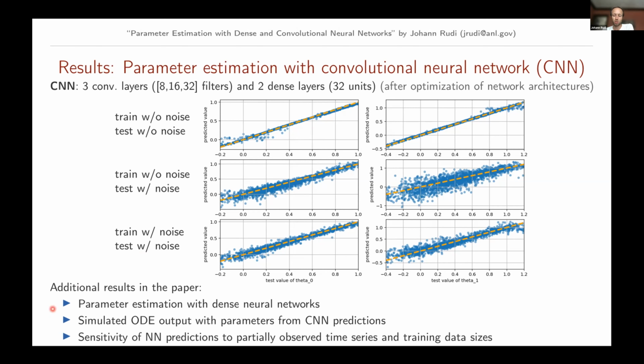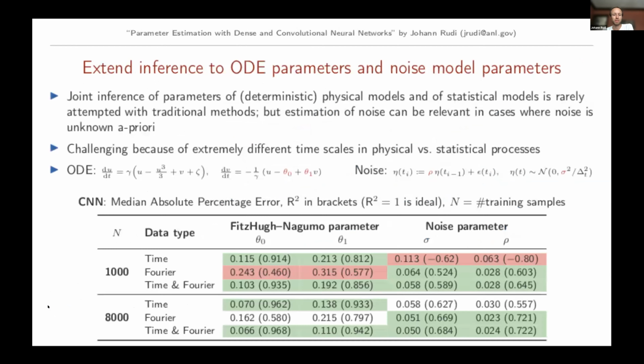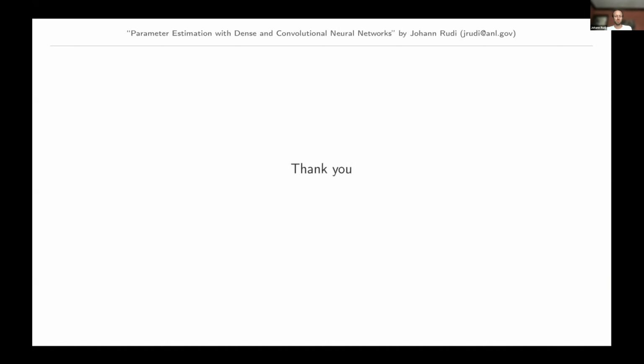And the paper additionally mentions a bunch of other experiments. Another way of using this neural network is also to predict parameters in the noise, which we also performed. So the neural network was then able to predict at the same time parameters of the ODE and parameters of the noise, which is a completely different model, but it was able to do that as well with careful construction of the data. Okay, and thank you very much.